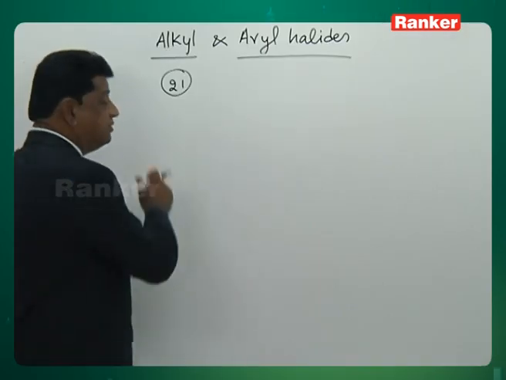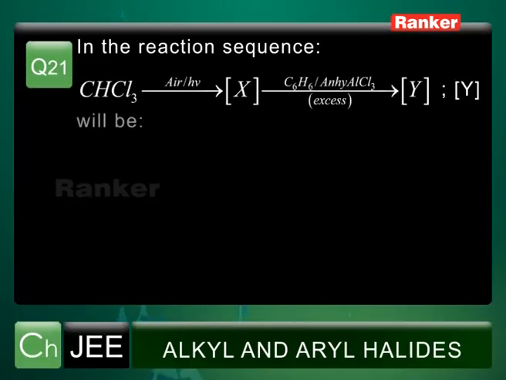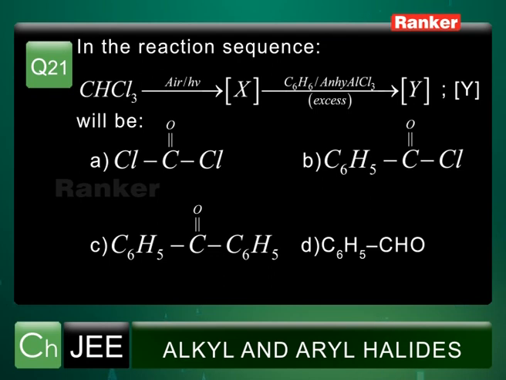So let us go to the next question, 21. In the reaction sequence, chloroform is treated with atmospheric oxygen, that is air, in presence of light. So the reaction gives an X product, and X is treated with benzene in presence of anhydrous aluminum chloride. Then Y is formed. What is compound Y, he is asking.